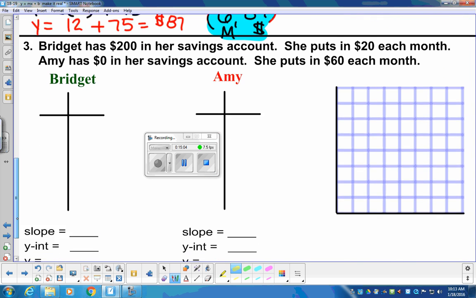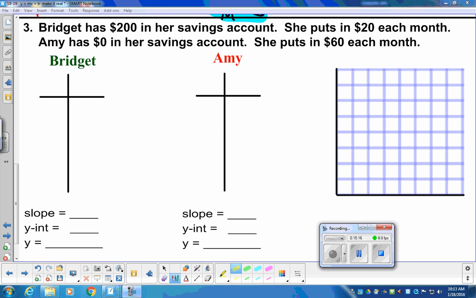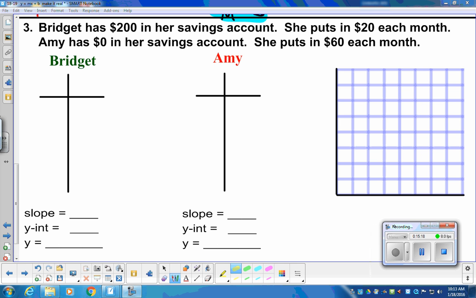Okay, 7th grade, stick with me. I know this video is getting long, but we are going to compare our last example, and then you're going to go to homework. Last example on page 18, we're going to compare 2 different bank accounts. So we're going to talk about the bank account of Bridget versus the bank account of Amy. 2 different scenarios, so we'll end up with 2 lines, 2 slopes, 2 y-intercepts.